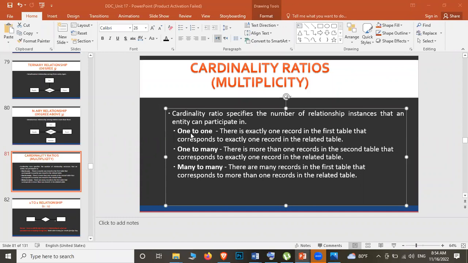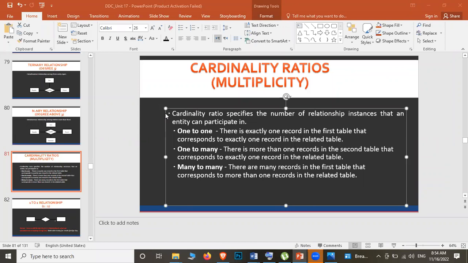One to many කියන එක, there is more than one record in the second table that corresponds to exactly one record in the related table. ඒක තේරෙනවනේ අපි ඒක මේ බැලුවා නේද? So one teacher can have many students, isn't it? One teacher can teach many students, but many students will be learning from one teacher නේද? ඒකට one to many කියන ඒ cardinality ඒකත් ඔයාලා මතක තියාගන්න.